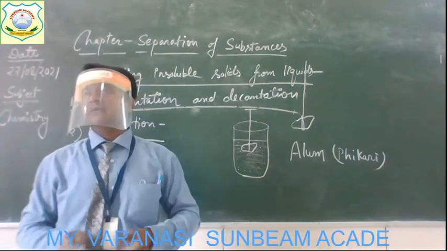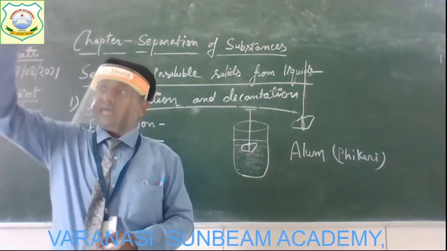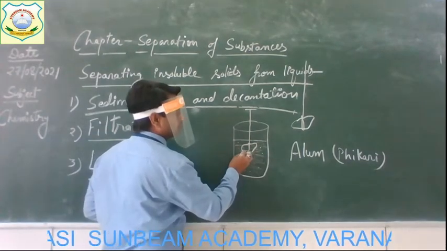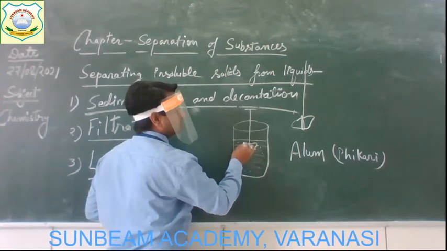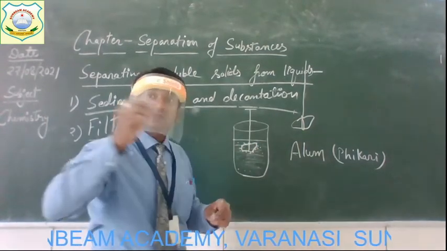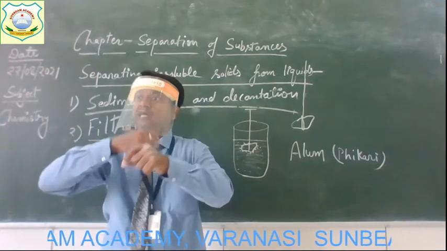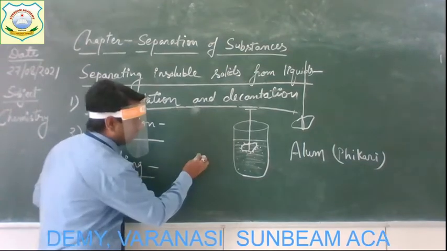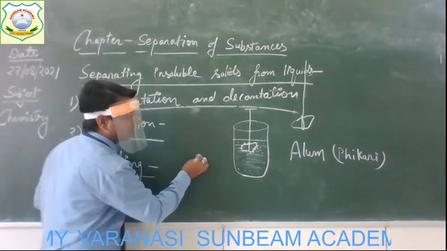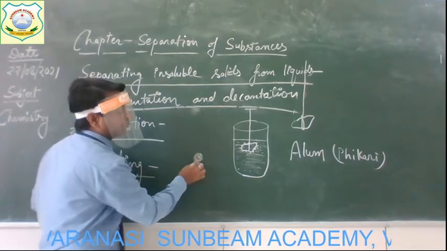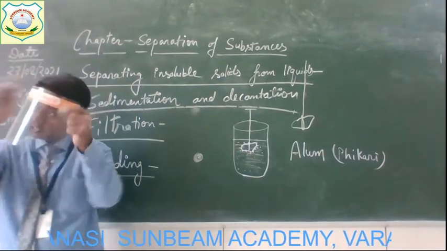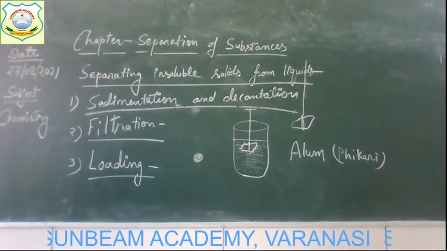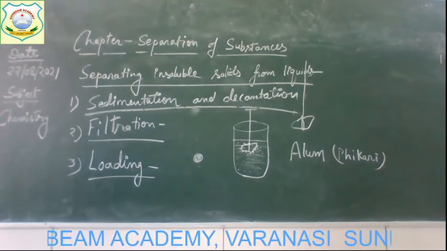So after some time, when we put the alum in water, what will happen? The molecules of alum get spread in water and they get settled on the surface of small particles. Suppose this is the small particle, so the alum will deposit around it. If it gets deposited around it, what will happen? Its size increases and its weight also increases.